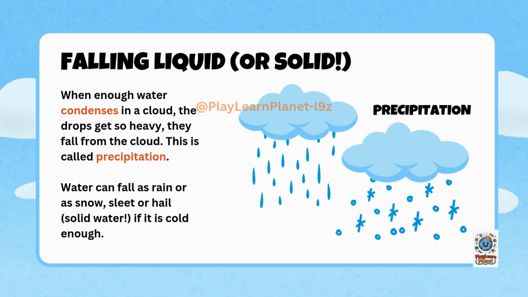Falling liquid or solid. When enough water condenses in a cloud, the drops get so heavy, they fall from the cloud. This is called precipitation. Water can fall as rain or as snow, sleet or hail, solid water if it is cold enough.